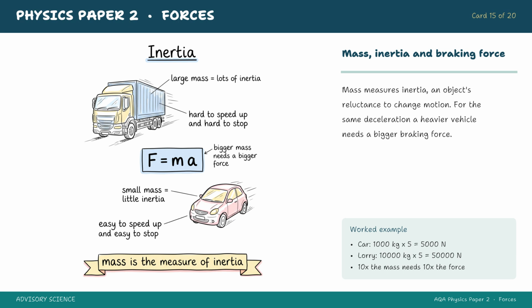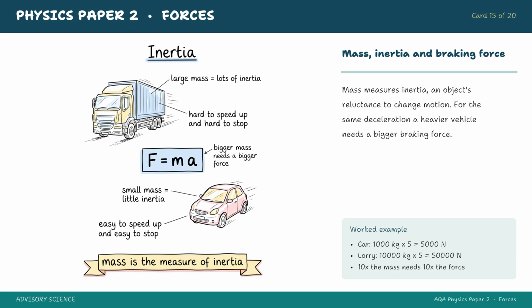Because the lorry has a much bigger mass, the formula F equals m times a proves it needs a much bigger backward braking force to slow down at the same rate as a small car. Let's say 5 meters per second squared deceleration. Look at the formula. Force equals mass times acceleration, F equals ma. For a small 1,000 kilogram car, you multiply 1,000 by 5. The car needs 5,000 newtons of braking force to stop.